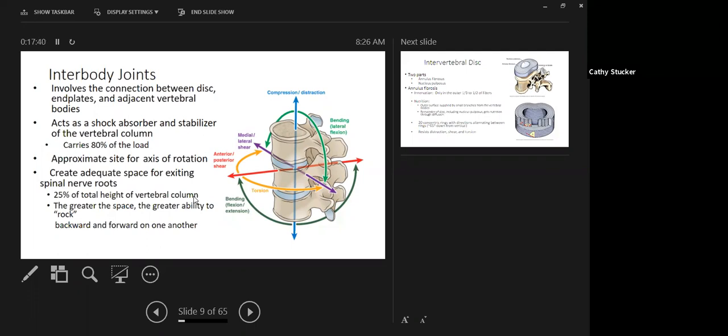They also allow one vertebral body to kind of rock on the other. So it's like you're sitting on a therapy ball, right? And it lets you kind of rock in different directions. So it does allow motion: forward, back, rotational, the whole deal.